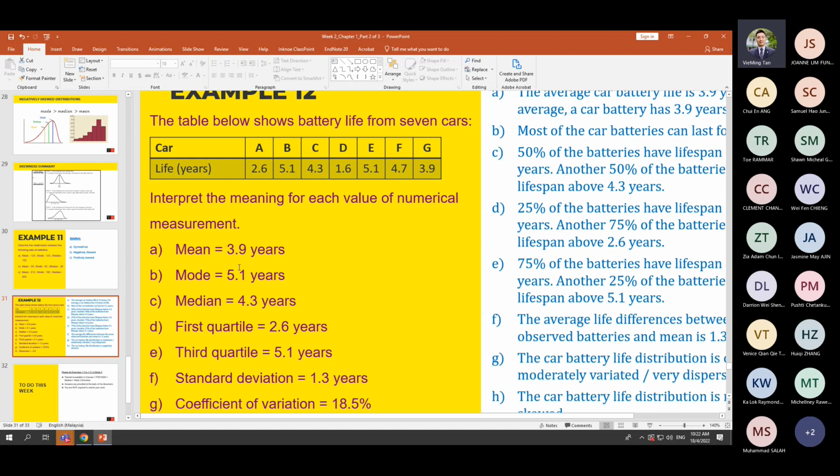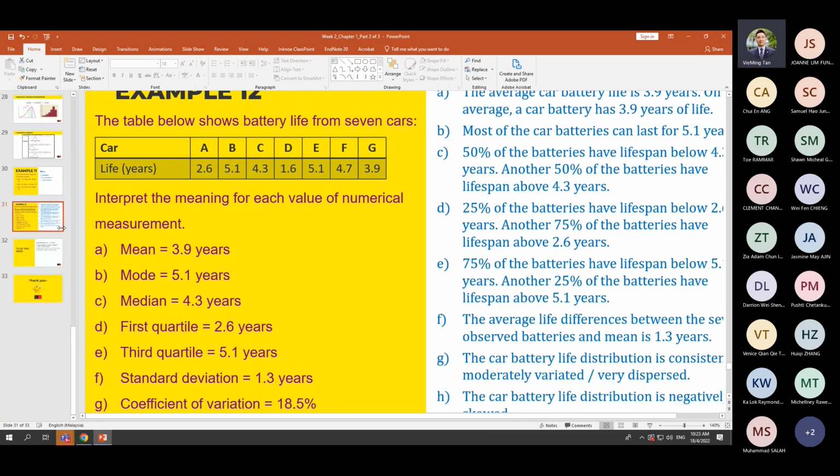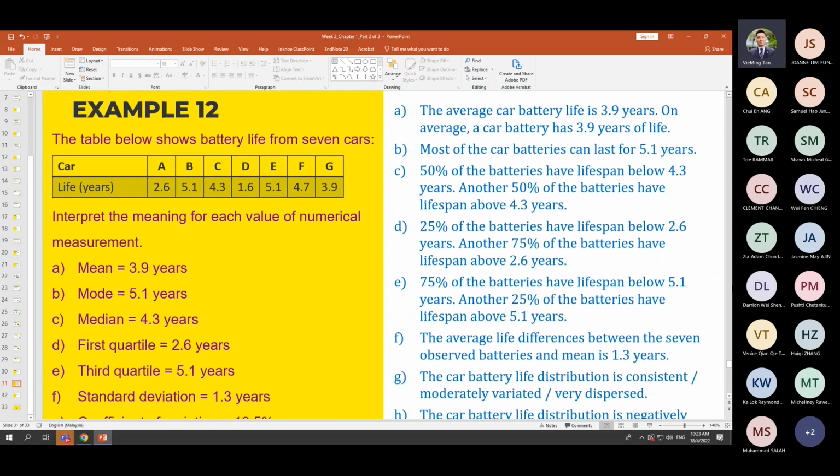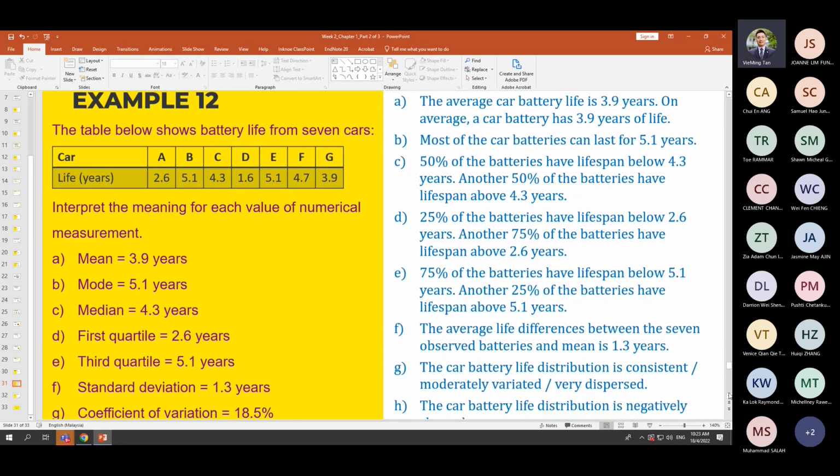All right. In order to save time, I already calculated all the measurement values. I try to reduce the size so that you can see. Okay, let's say the mean value we get is 3.9 years. So what is the meaning? How are you going to interpret the meaning of this mean value in your report?